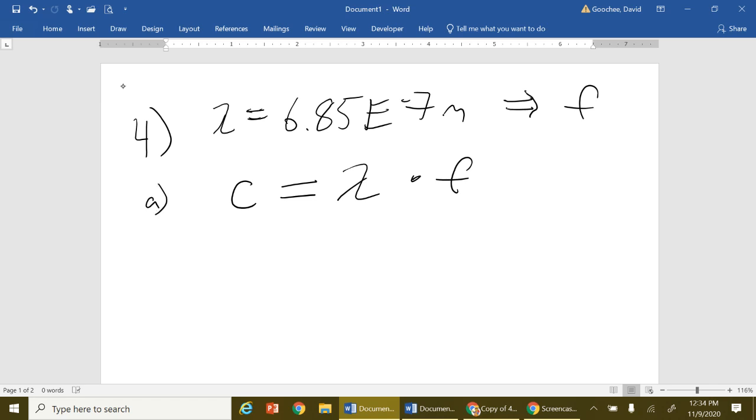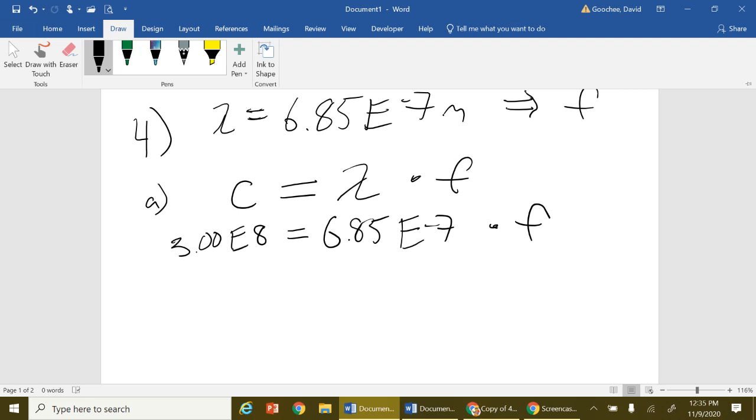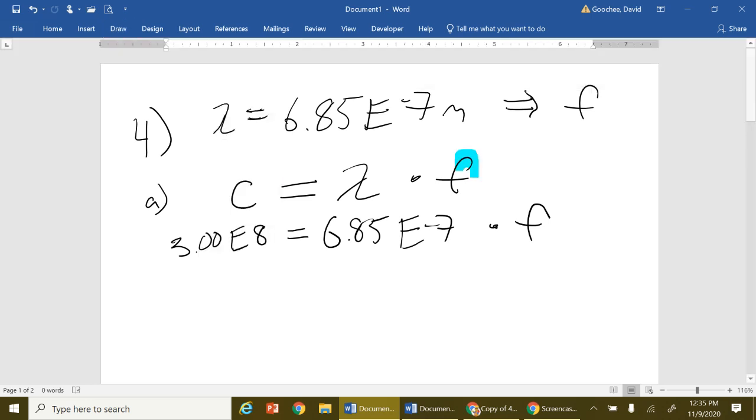The speed of light, we know it's always 3.00 times 10 to the 8th. Always. We know the wavelength is 6.85 times 10 to the negative 7th meters. But what we don't know is the frequency. We can solve it easily by just dividing both sides by this wavelength.